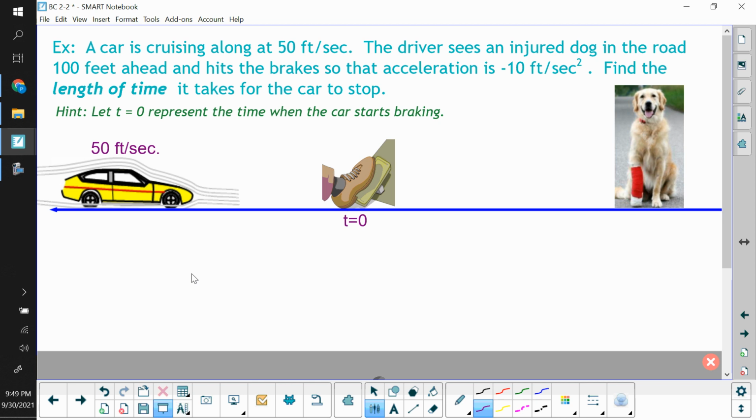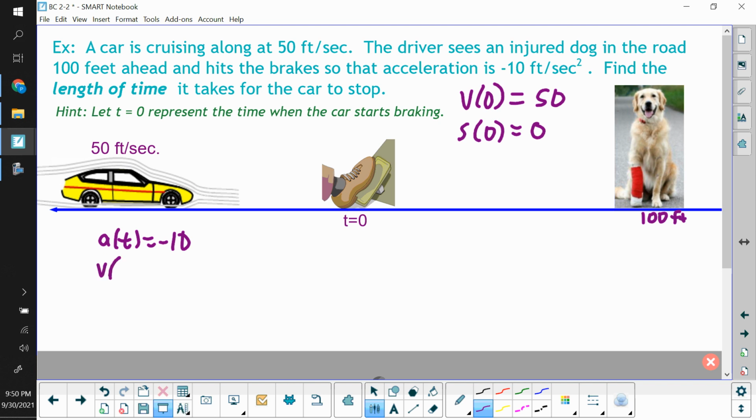Well, some things we know from that sentence. Where t equals 0, we're saying is when we're hitting the brake. That's what that little visual is showing. So our initial velocity was 50. We've got to pick an initial position. It's going to be easiest, let's just say, at the moment that they hit the brake, they're at position 0. So the dog is 100 feet ahead, so the dog's really here at position 100 feet. And their acceleration, they told us, so a of t was negative 10 feet per second squared.